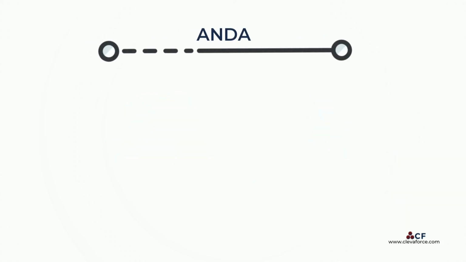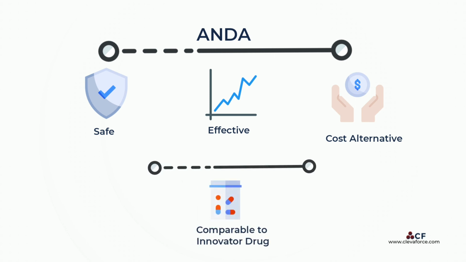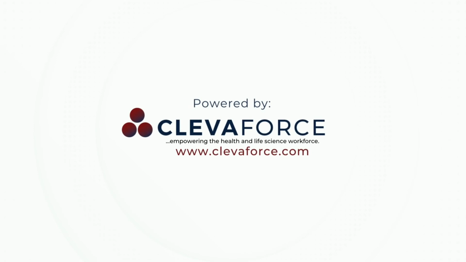Once approved, an applicant may manufacture and market the generic drug product to provide a safe, effective, lower-cost alternative to the innovator drug product it references in dosage form, strength, route of administration, quality, performance characteristics, and intended use.